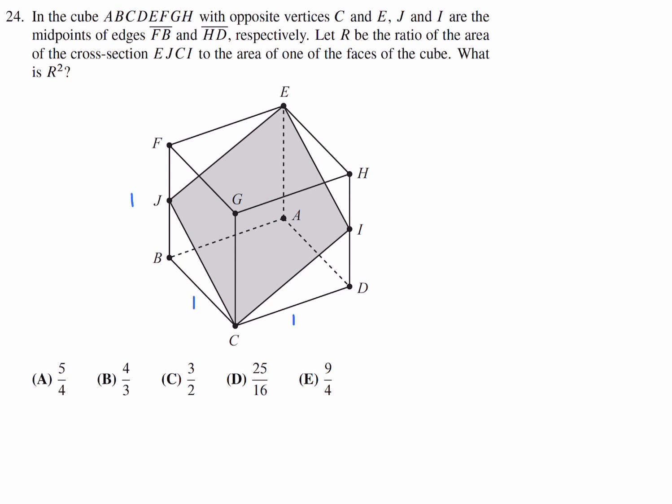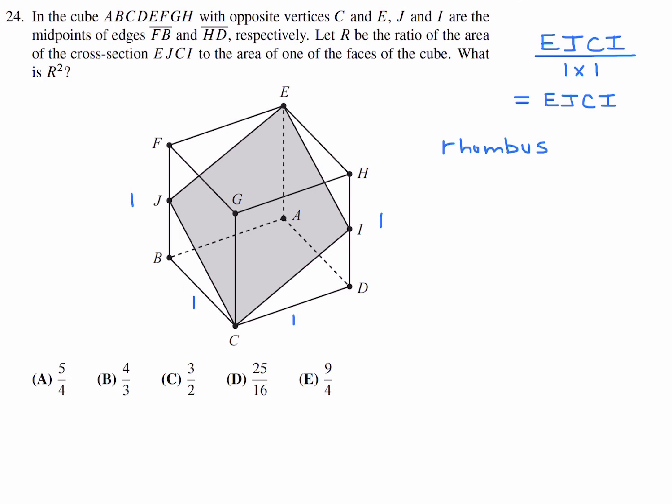And therefore, we want the area of the cross-section EJCI over the area of one of the faces. Well, one of the faces, if the sides are all 1, the face will have the area of 1 times 1. So this is really just EJCI. That's really all we have to do, figure out that area. Okay, EJCI, what shape is that? Is it a square? After looking at it, I think it's a rhombus.